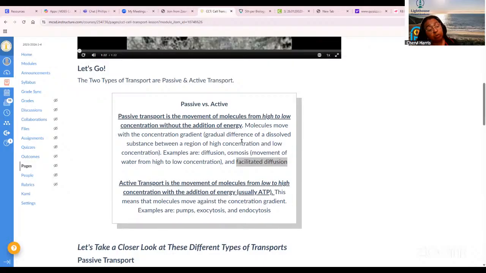But this does work both ways. If the materials that they want are outside the cell, and that's a high concentration, then the direction of flow is going to go into the cell. But you can't have all this. What do you think? Somebody just type in the chat. What do you think is going to happen if it just keeps going into the cell and there's no control? You have a little animal cell and things are just flowing through passively. What's going to happen?